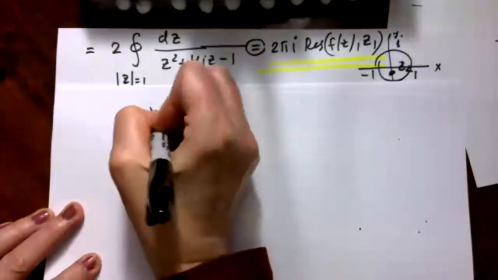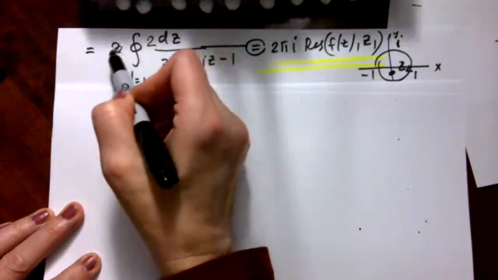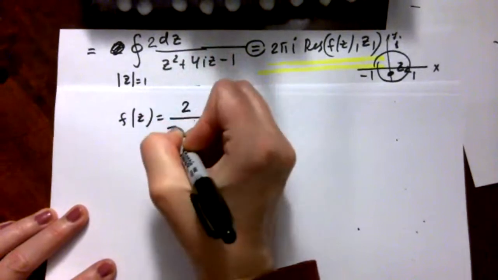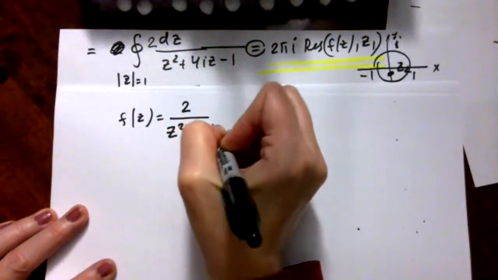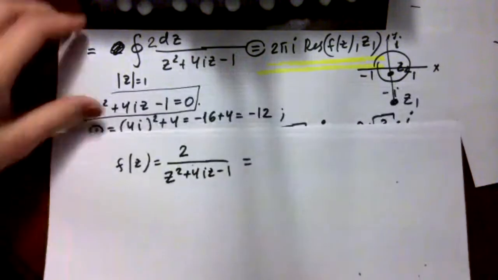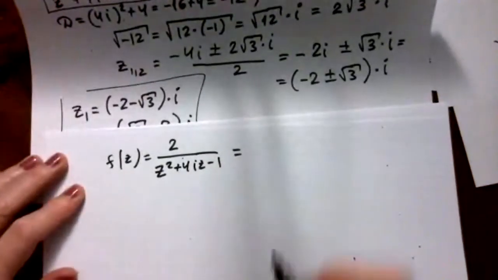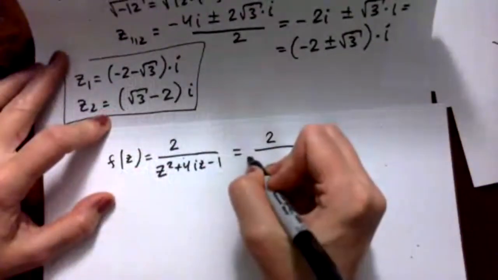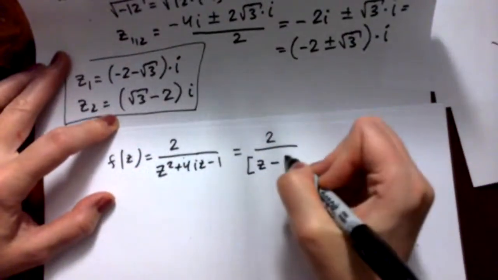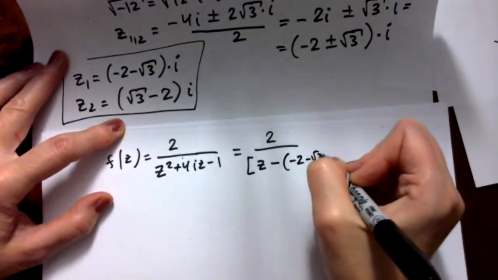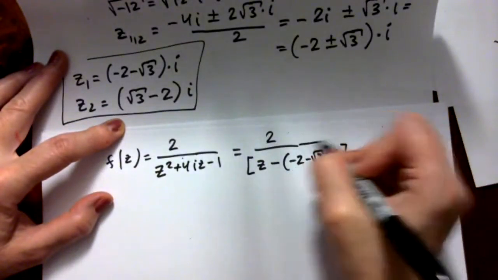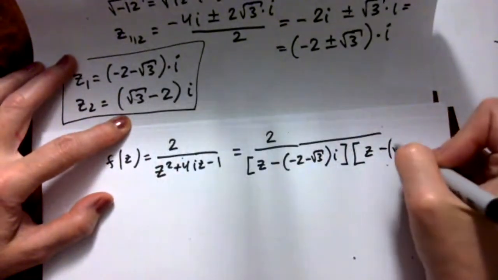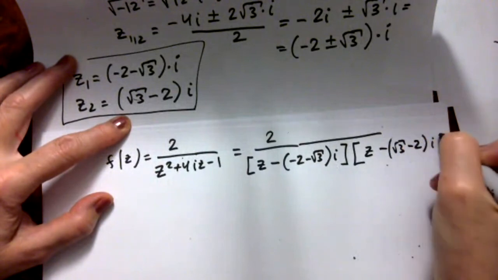So our function, I think it's better to take the integral again, because otherwise I will forget about it. So our function is 2 divided by z squared plus 4iz minus 1. It's better to rewrite it in a factorized form, of course. Let's do it. So z minus the first root, the first root was minus 2 minus square root of 3 times i. And the second term will be z minus the second root, square root of 3 minus 2 times i.